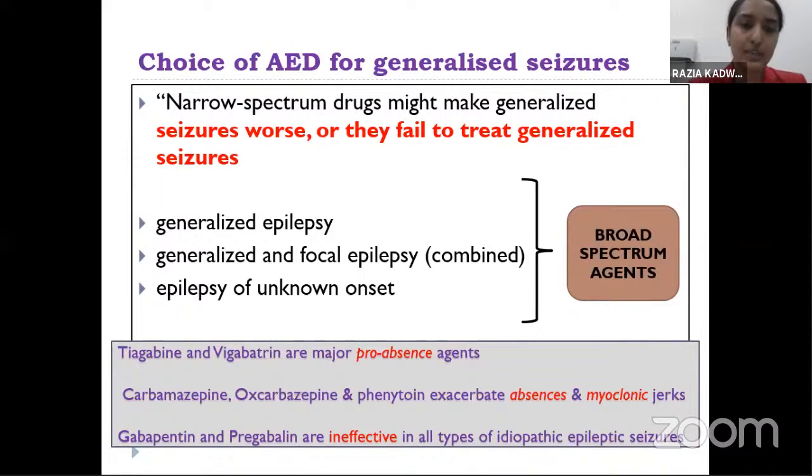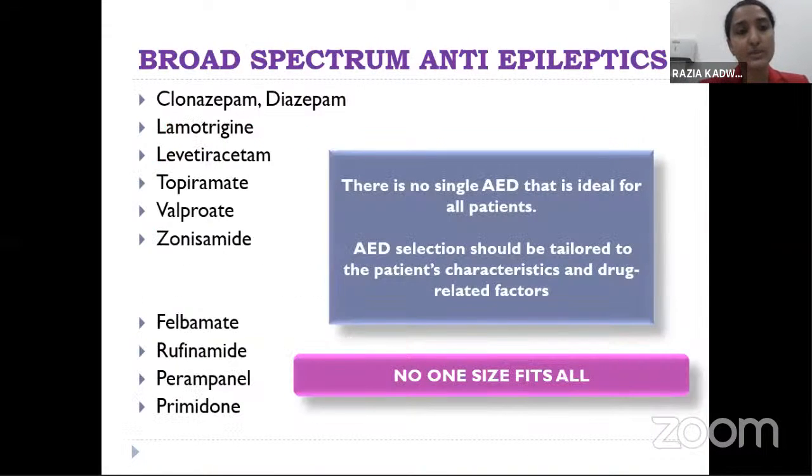So if you are dealing with generalized epilepsy or a combined epilepsy, or if you do not know the onset of epilepsy, then it's always safer to begin with broad spectrum anti-seizure medications. So what are the broad spectrum anti-seizure medications? Drugs like clonazepam, lamotrigine, levetiracetam, topiramate, valproate, zonisamide. These are the common broad spectrum anti-epileptic agents.